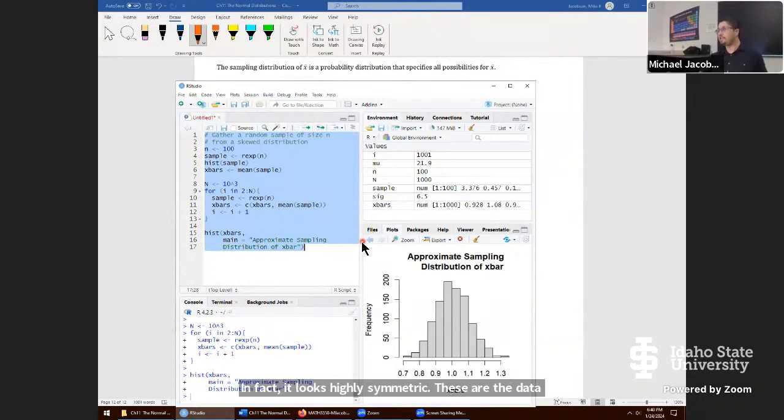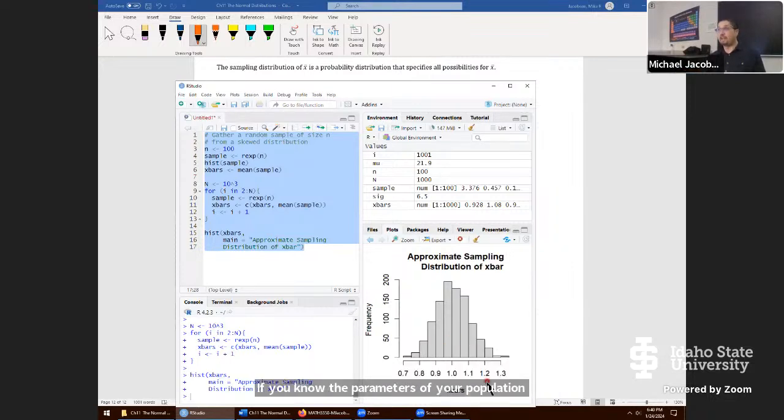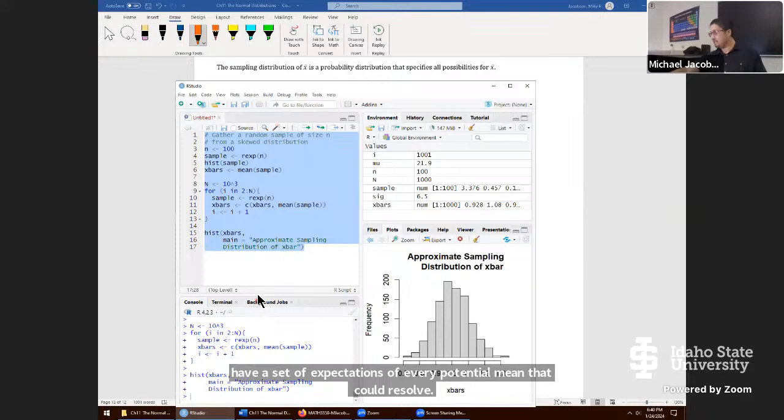And what are you modeling? Not the population. You are modeling the potential sample means that you would get from the population even before you start this study, even before you gather data. If you know the parameters of your population, you now have a set of expectations of every potential mean that could result. And that's essentially the idea with the central limit theorem.